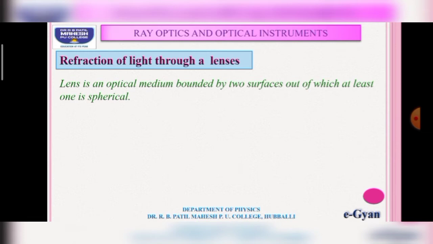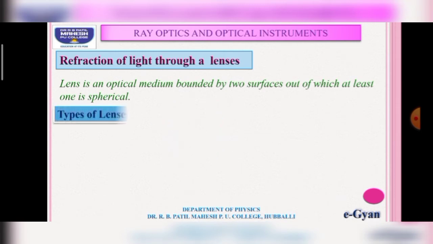A lens is an optical medium bounded by two surfaces, out of which at least one is spherical. That means a lens will have two surfaces, and out of these two at least one will be spherical. We have a diagram here: this is one surface, a plane, and this is another surface, spherical, and this optical medium is called a lens. In another diagram, both the surfaces are spherical, and even this is called a lens.